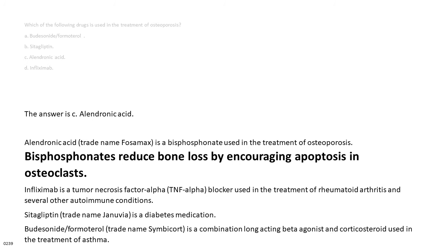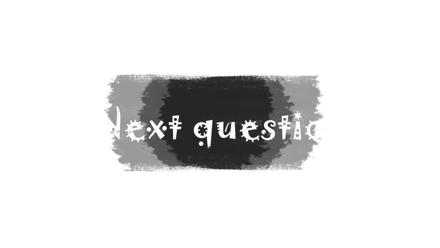Infliximab is a tumor necrosis factor alpha, TNF-alpha, blocker used in the treatment of rheumatoid arthritis and several other autoimmune conditions. Sitagliptin, trade name Januvia, is a diabetes medication. Budesonide, formoterol, trade name Symbicort, is a combination long-acting beta agonist and corticosteroid used in the treatment of asthma.